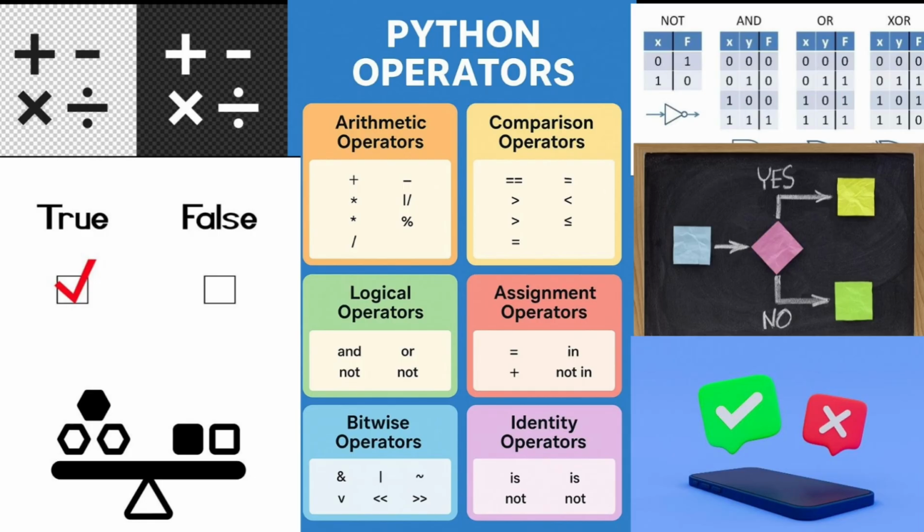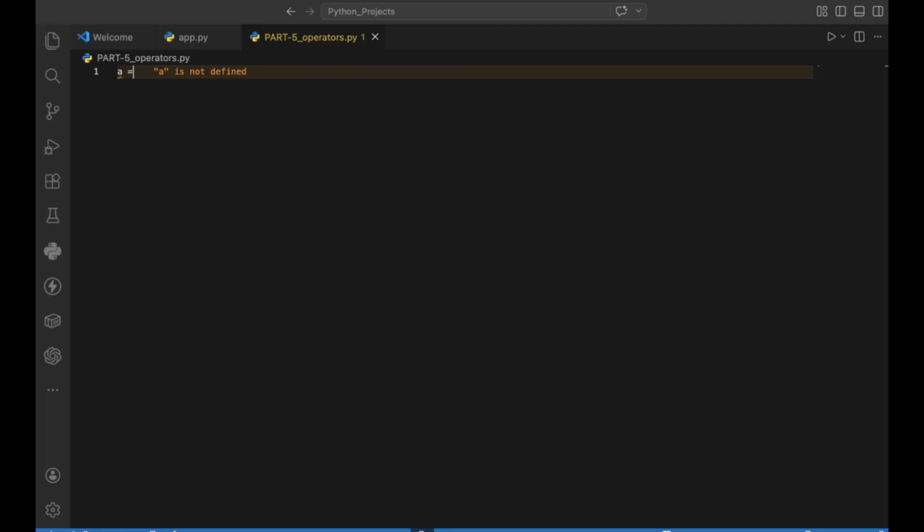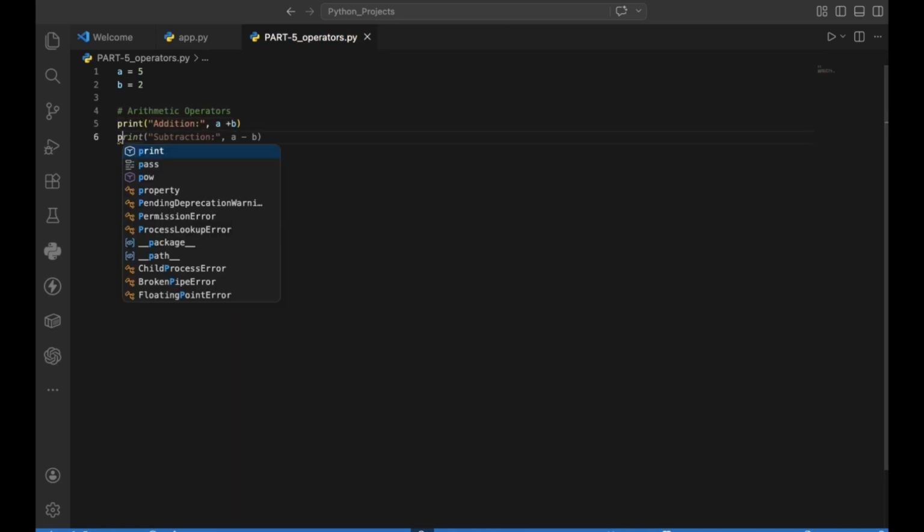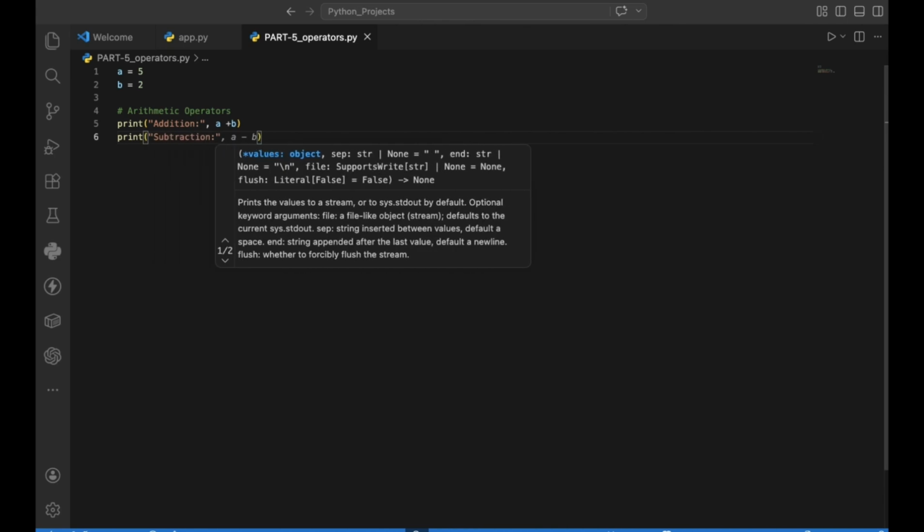First, arithmetic operators. These operators are used to perform basic mathematical operations like addition, subtraction, multiplication, and division. Here A is 5, B is 2. A plus B gives 7. A minus B gives 3. A multiplied by B gives 10. And A divided by B gives 2.5.